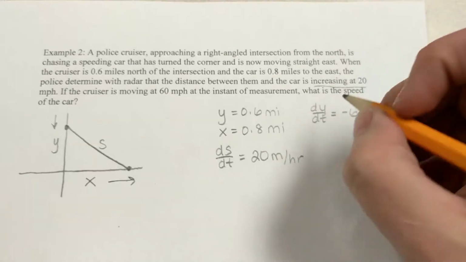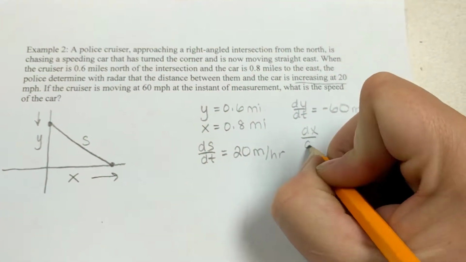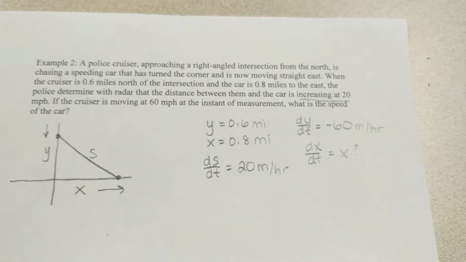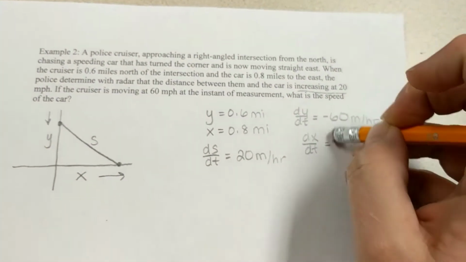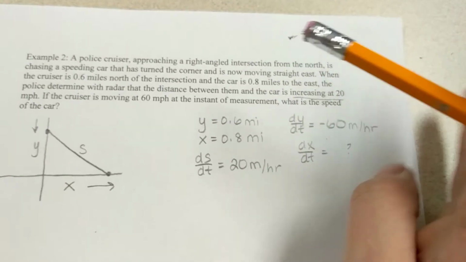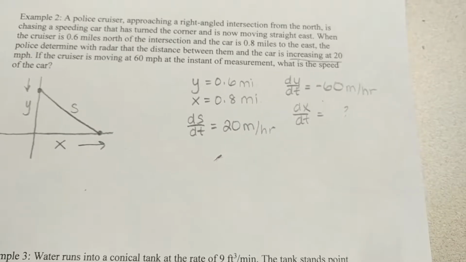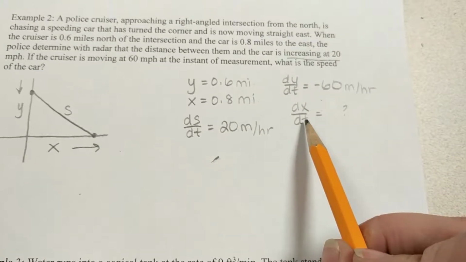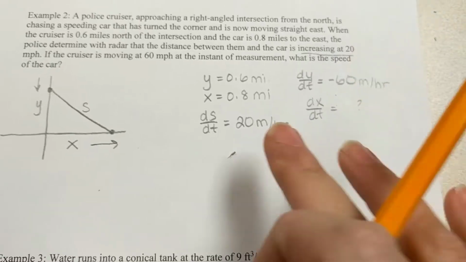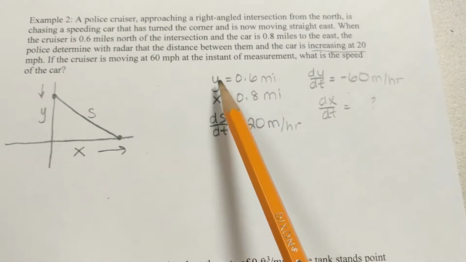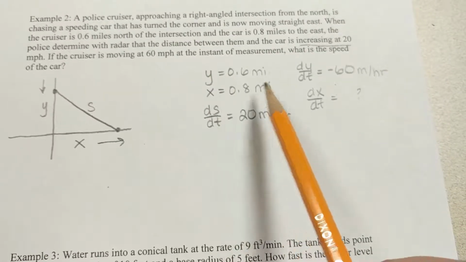They want to know what is the speed of the racing car. Okay, so we don't know. I'm not even going to call it X because that would get confusing. So the change in speed of our car is question mark. All right, so this is what we're trying to find. Here's all the information that we have. We need to set up an equation that relates X, Y, and S.